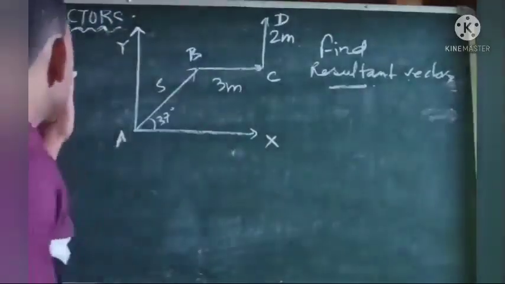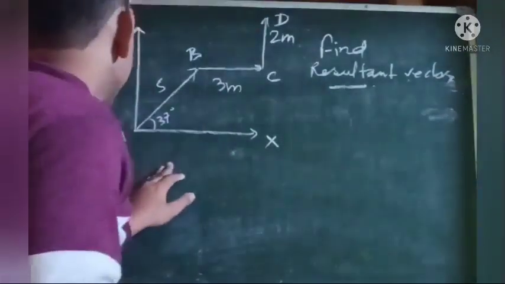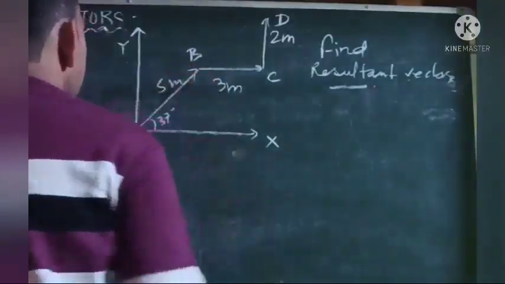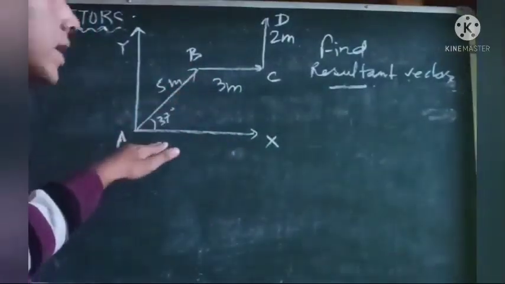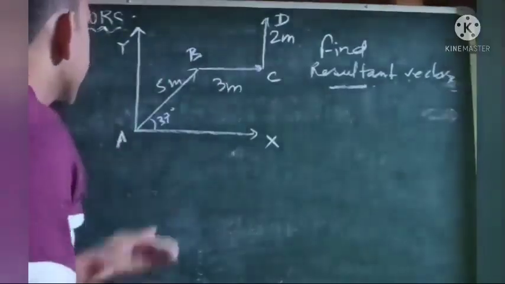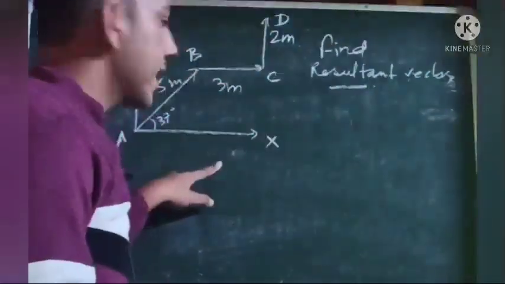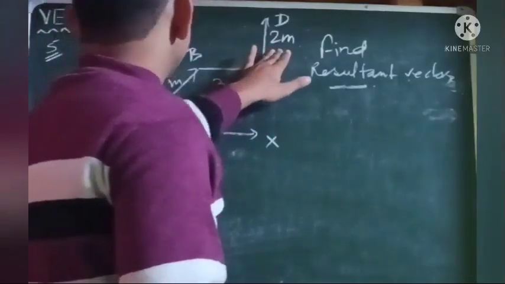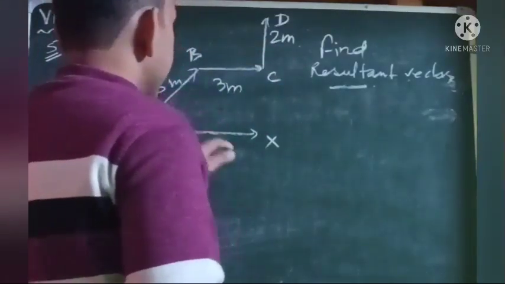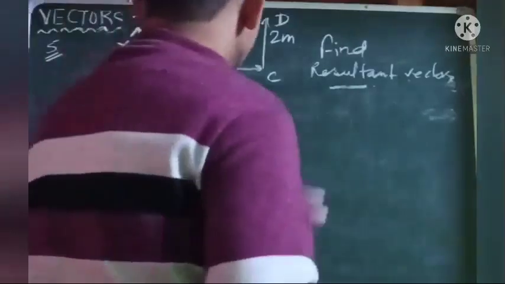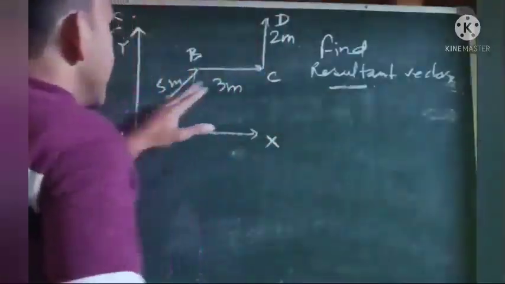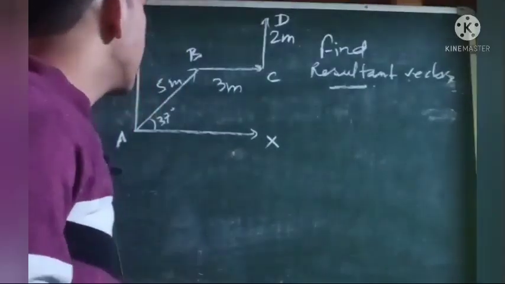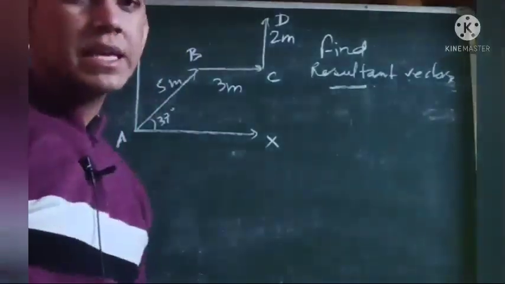Now, in question number 5, we are given this diagram. Here, AB is equal to 5 meter, making 37 degrees with the positive direction of x-axis. BC is parallel to x-axis and it is equal to 3 meter. CD is equal to 2 meter, which is parallel to y-axis and perpendicular to x-axis. We are required to find the resultant of these 3 vectors. The best way of finding the resultant is to write the given vectors in i cap j cap format.